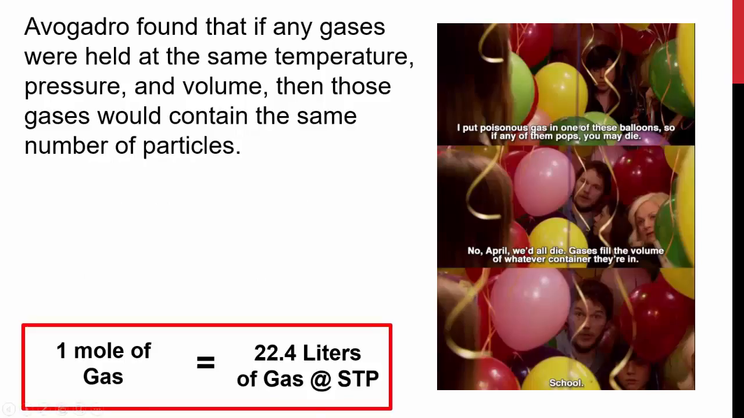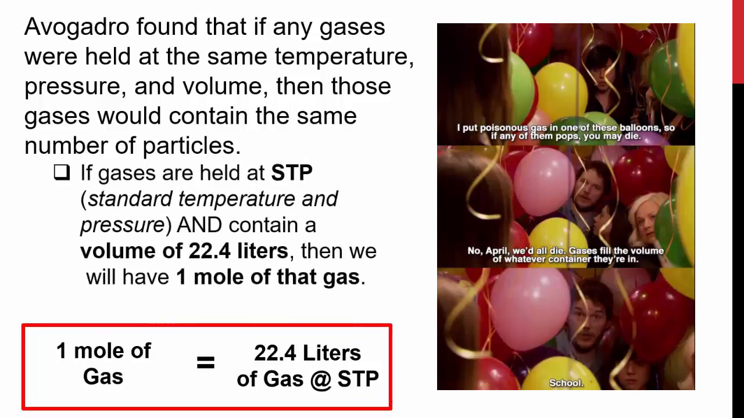So Avogadro found that if any gases were held at the same temperature, pressure, and volume, then those gases would contain the same number of particles. He states that 1 mole of gas is equal to 22.4 liters of that gas at STP. So it could be oxygen, or it could be monatomic neon. It could be a poisonous gas. It could be a beneficial gas like an asthma inhaler. It could be any type of gas. If you have 1 mole of that gas, it's 22.4 liters.